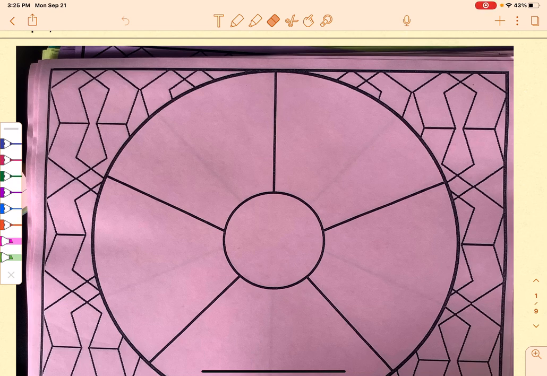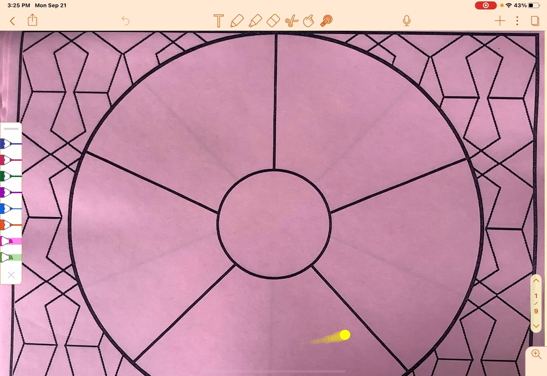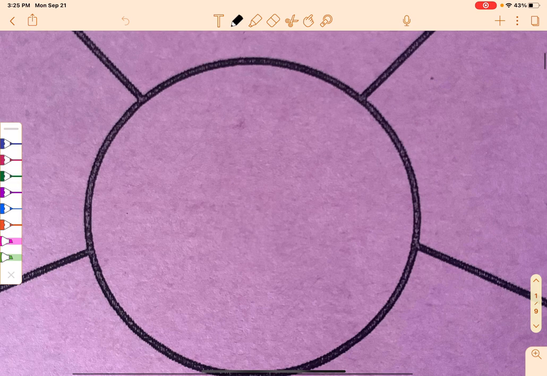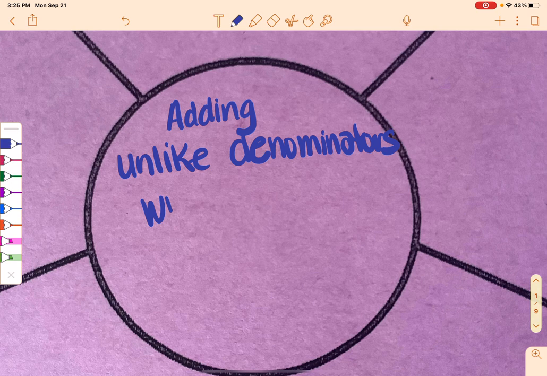Okay guys, today we're going to go through adding unlike denominators of fractions with mixed numbers. So again, I'm going to focus on the 5 there on the front, and I'm going to fill the middle of this, this center part. We're going to do adding unlike denominators with mixed numbers.